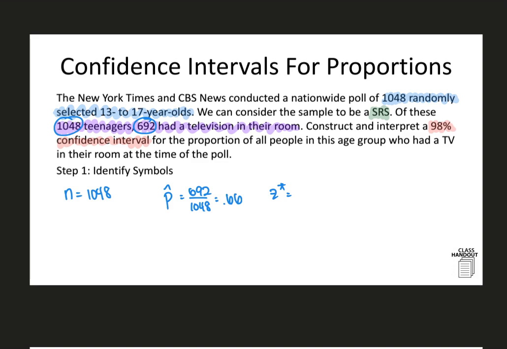And then the z-star value is going to be based off of the confidence level. So we're looking at the z-star value for 98%. Looking back at where the z-star values are listed, the z-star value that we're going to use is 2.326.